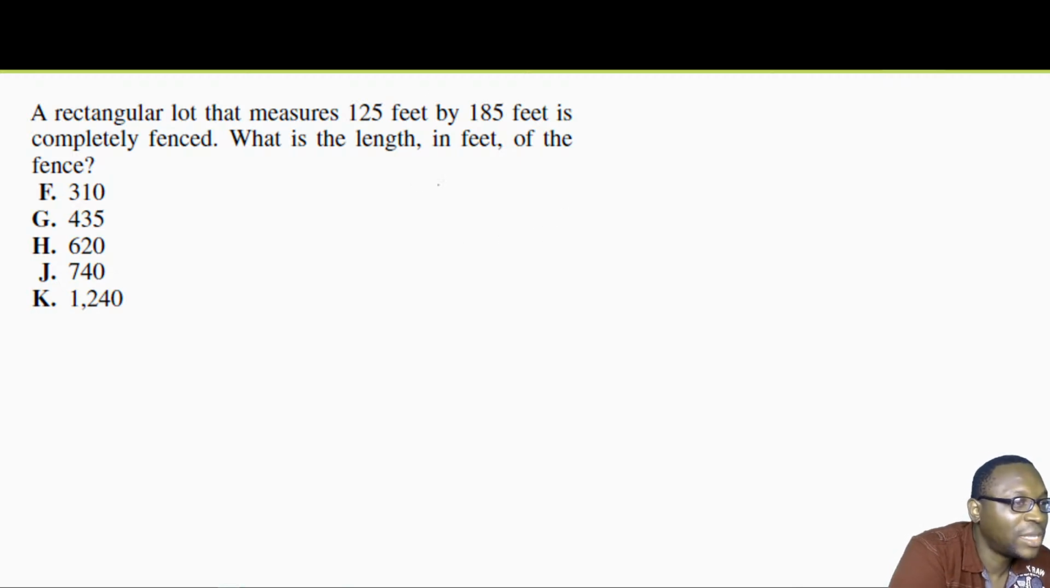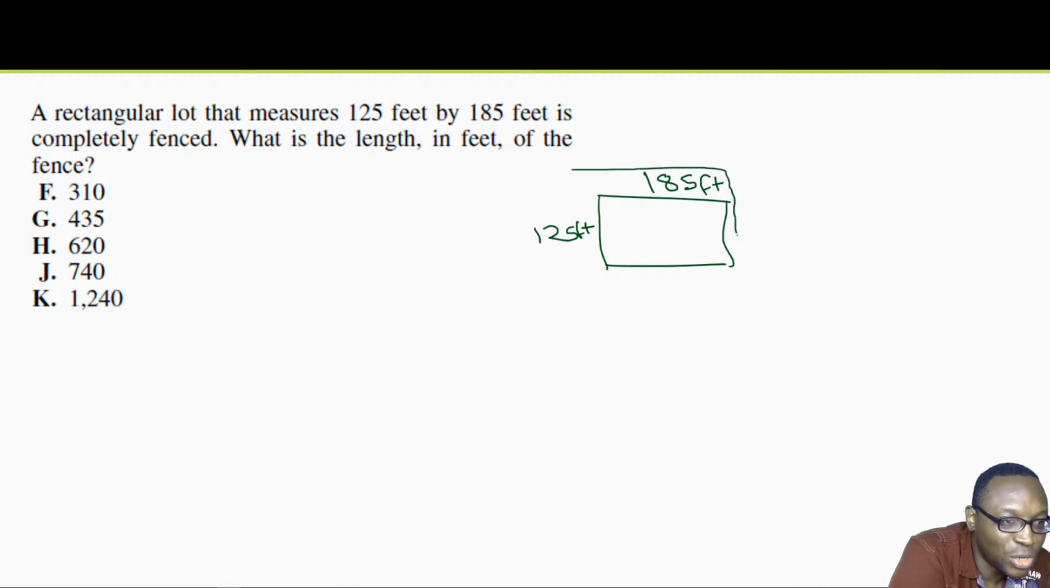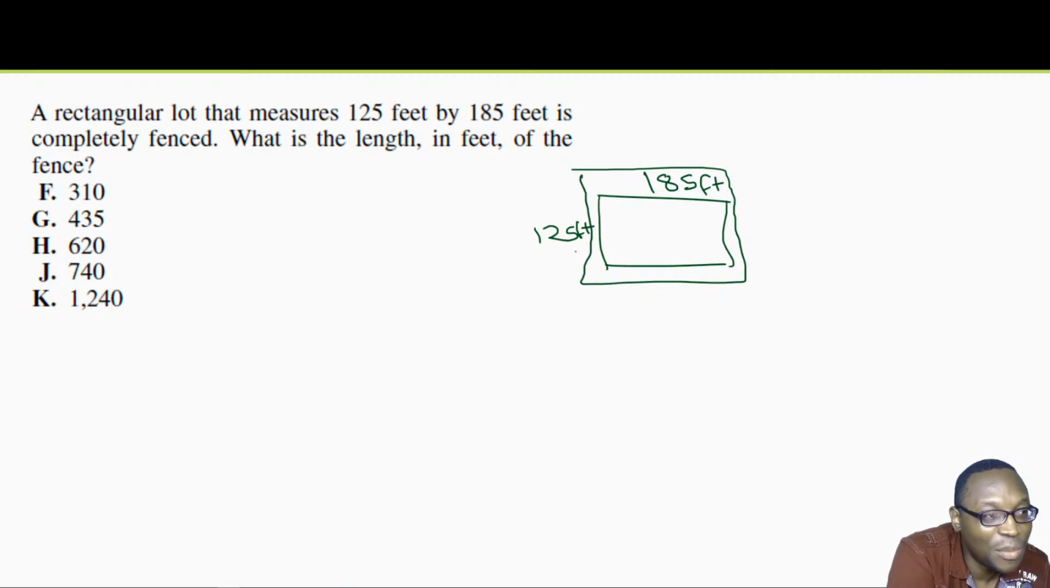We have a rectangular lot, so let's draw a rectangle, and it measures 125 feet by 185 feet, and the lot is completely fenced. What is the length in feet of the fence? If it's completely fenced, it's going to look like this, with the same dimensions as the lot. It's asking you for the length of the fence, so that simply means we're looking for the perimeter.